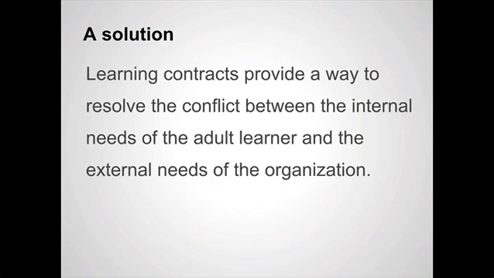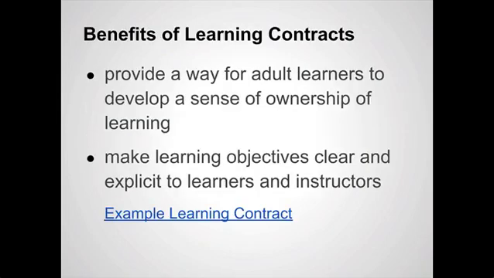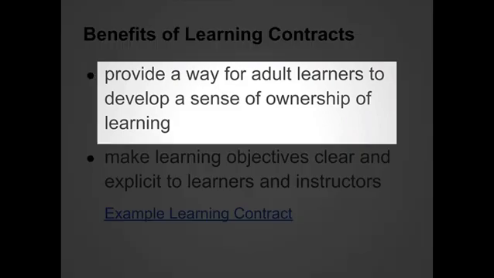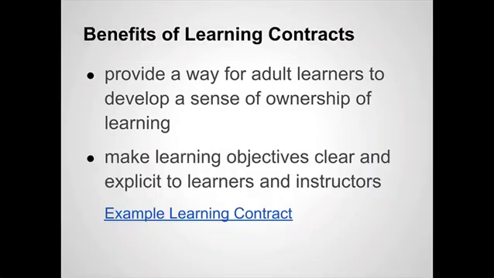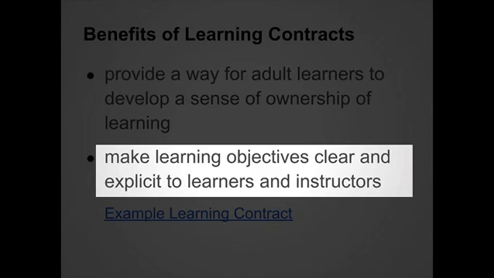So the solution for us is to use learning contracts, because they're going to provide a way to resolve this conflict between your needs and the needs of the course. Among the benefits of learning contracts is they provide a way for us, adult learners, to develop a sense of ownership, and it also makes our learning objectives clear and explicit to everybody, the instructor and the learner.